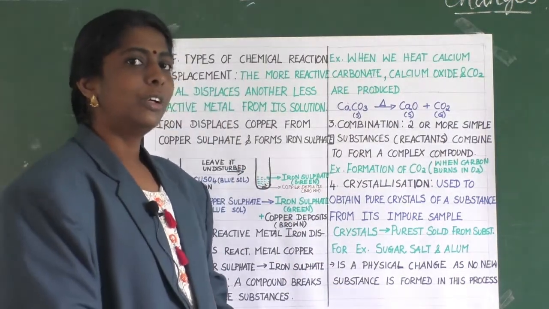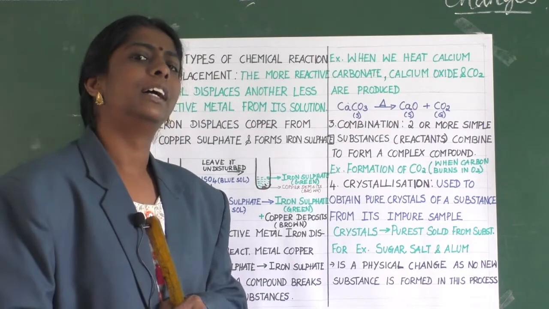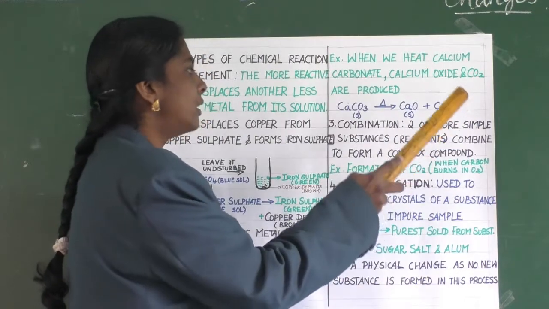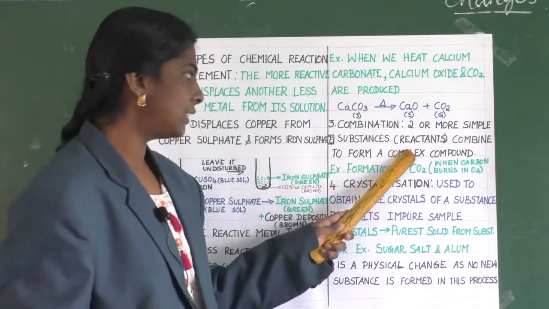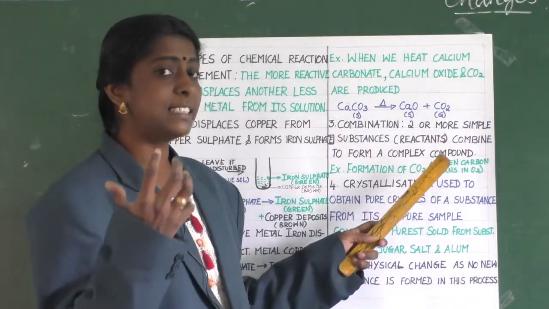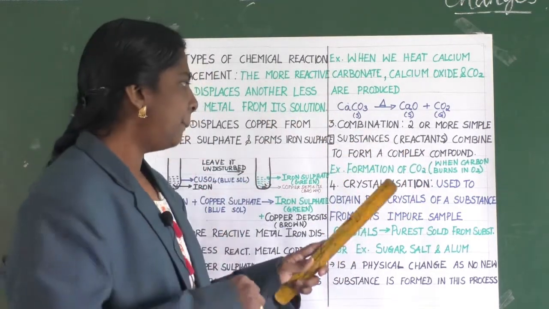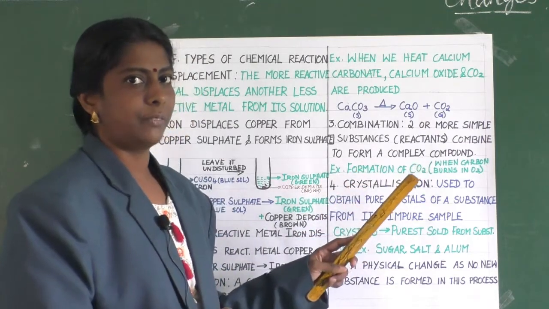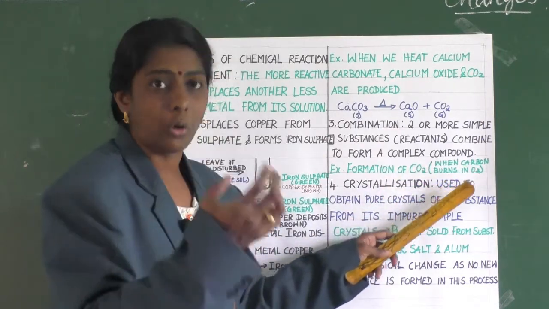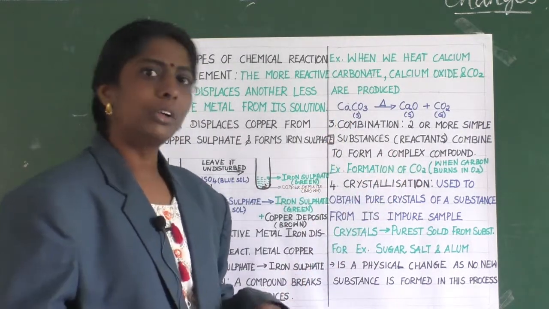Yes, children. Now the next chemical change is about combination. What is this combination? It's nothing but the opposite of decomposition. Here, two or more simple substances, that is reactants, combine to form a complex compound. That's what combination. Okay. So for example, formation of carbon dioxide. When will carbon dioxide form? When carbon burns in oxygen, it will form carbon dioxide. Clear? So this is what about combination.